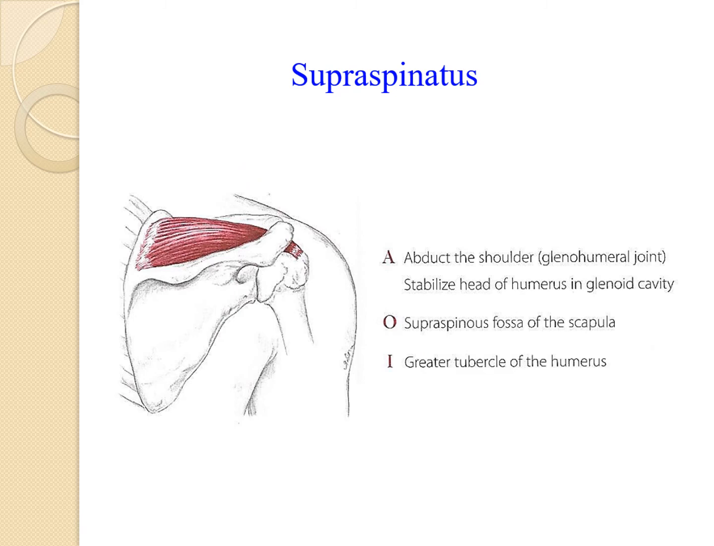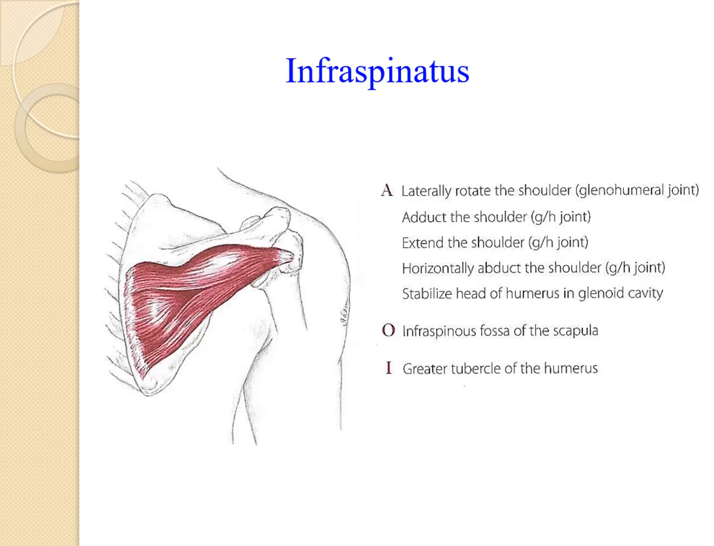The supraspinatus muscle is found on the back of the scapula on top of the spine of the scapula in an area referred to as the supraspinous fossa. Its major action is to abduct the shoulder at the glenohumeral joint. It originates in the supraspinous fossa and inserts on the top of the humerus at the greater tubercle.